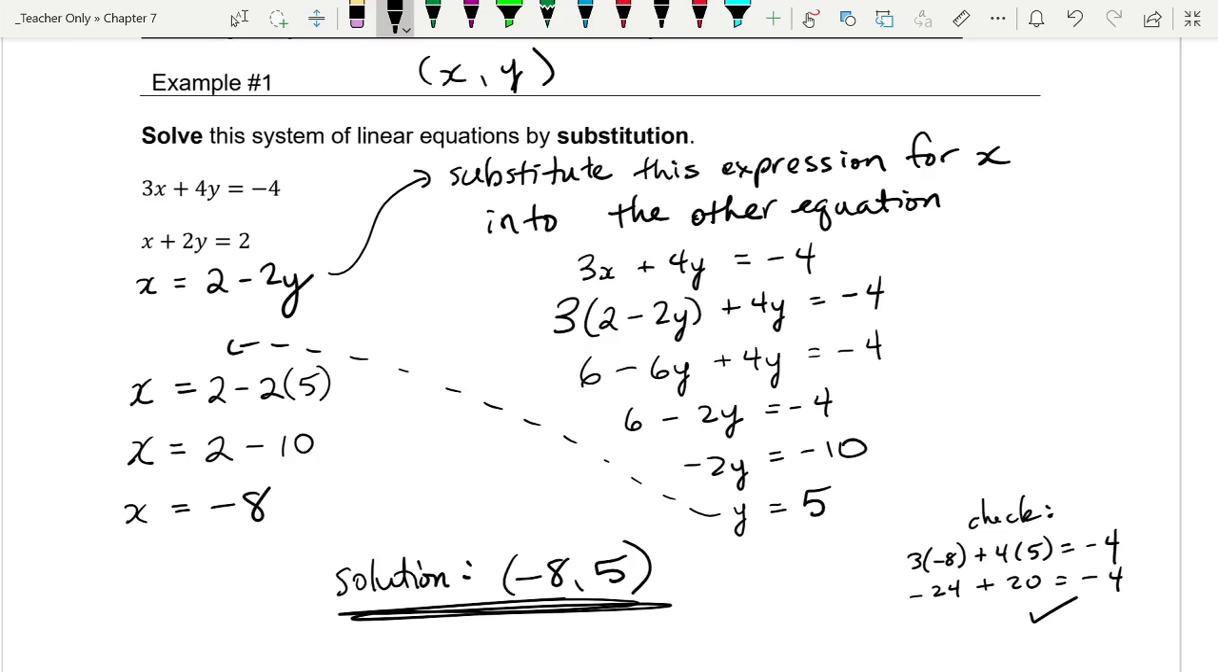Obviously, if I'm doing a big test and I'm in a hurry, I might not have time to check all my answers, right? But if it asks for it, you should be able to show it to me. So you should know how to do it.